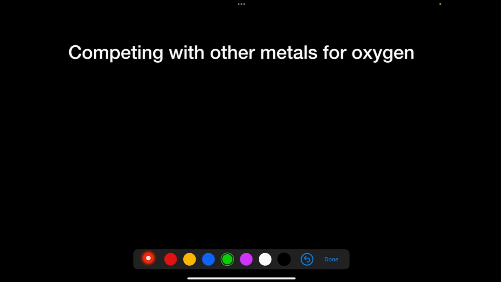Now we move on to competing with other metals for oxygen. So let us assume that over here in this crucible we have powdered iron, which is heated with copper 2 oxide. This yellow is iron and red is copper 2 oxide. Here we have heat.